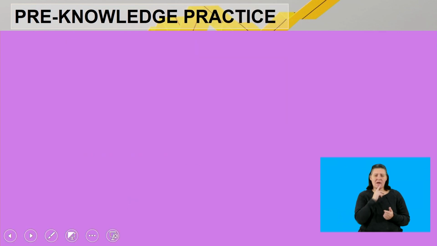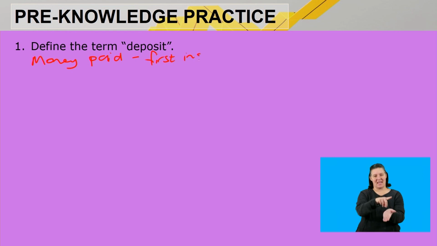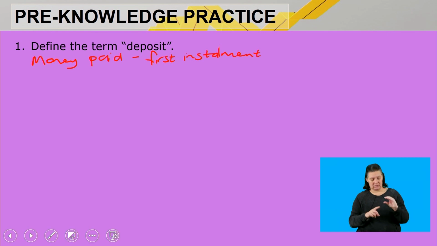Okay, let's quickly do a practice and I want you to work with me here. I hope you have all your stationery, calculator and so on ready. So first question, define the term deposit. A deposit is usually a payment, it's money paid. And it normally acts as the first installment. So a deposit is a down payment. It's money that you pay, and it usually acts as the first installment.